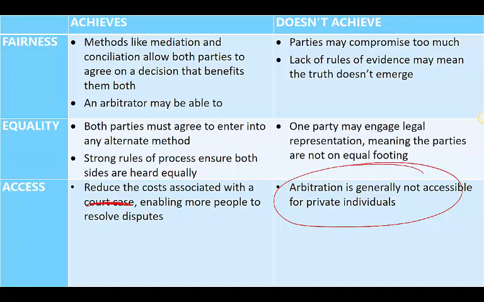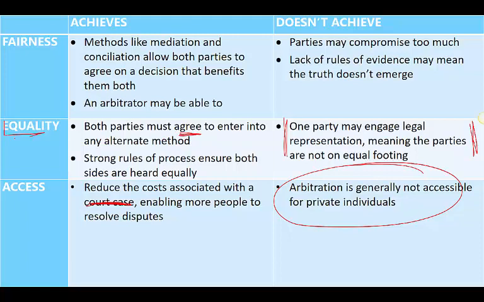Or there could be lack of equality in that one party might have legal representation and the other party might not, because legal representation isn't compulsory, and one party might not be able to afford it, particularly say it's an individual against an organisation or business. But you've got to both agree, like we said, you can only enter into arbitration if it's in a contract probably, and mediation and conciliation only if you cooperate and agree to turn up. So both parties must agree.